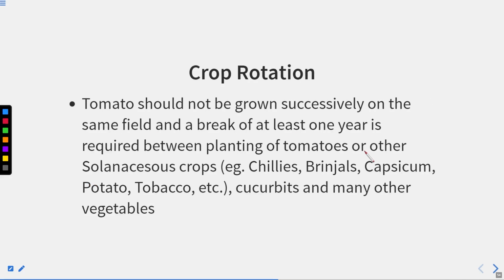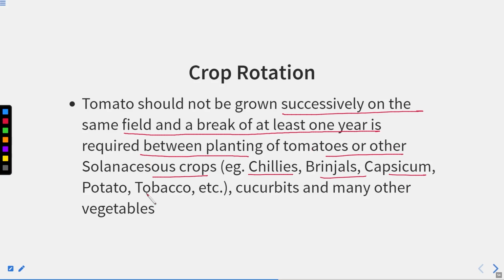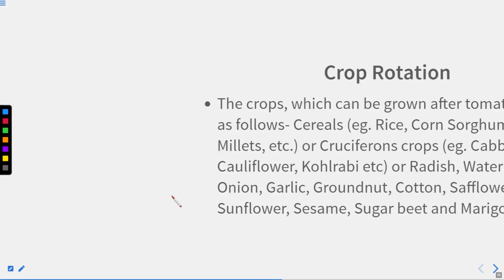Crop rotation. Tomato should not be grown successively on the same field. A break of at least 1 year is required between plantings of tomatoes or other solanaceous crops like chilies, brinjals, capsicum, potato, tobacco, etc., or the cucurbits and other vegetables. So this is a type of crop rotation we can follow. We should not grow tomato in the same field every year.